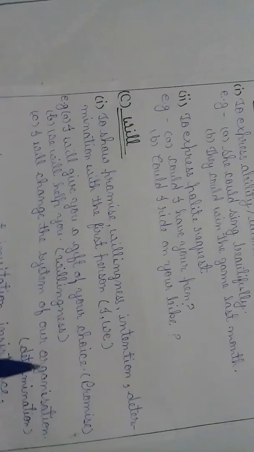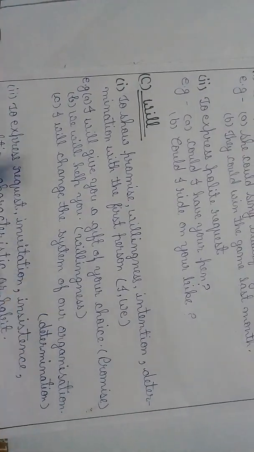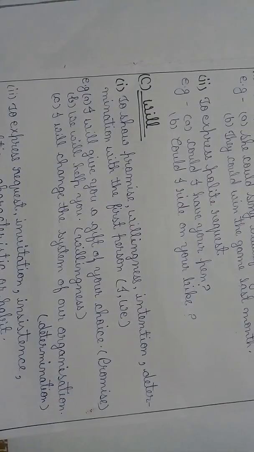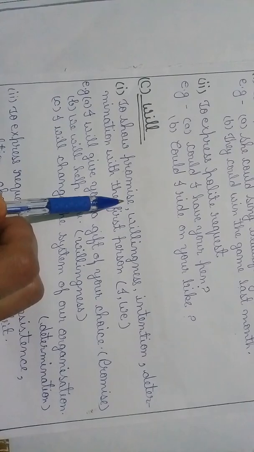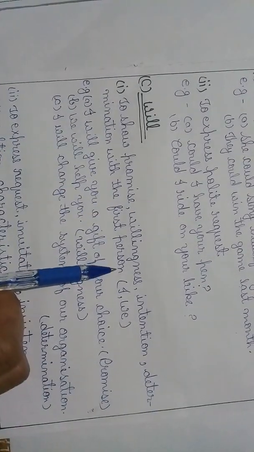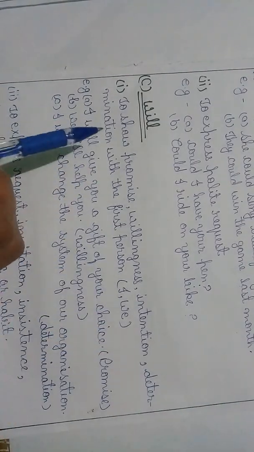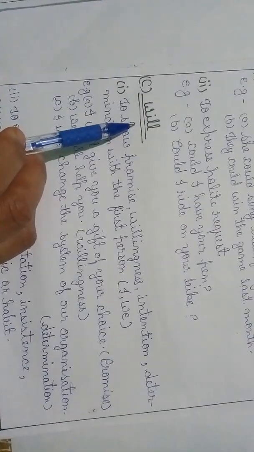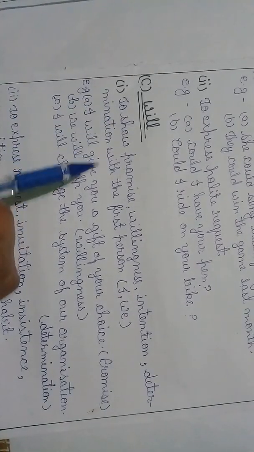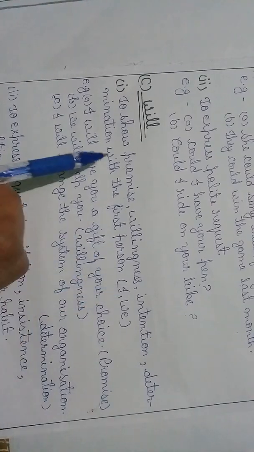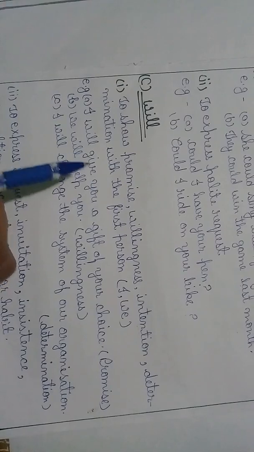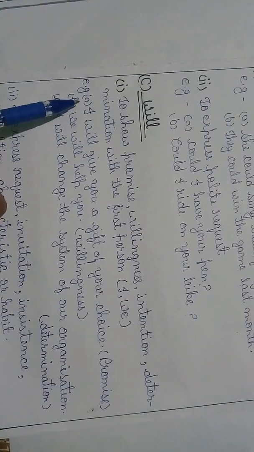Next, will. Let's see where we can use will. Number 1. To show promise, willingness, intention, determination with the first person. As you know, we use will with second person or third person. But when we use will with first person, then it shows promise, willingness, intention, determination. Okay? Look at the examples.